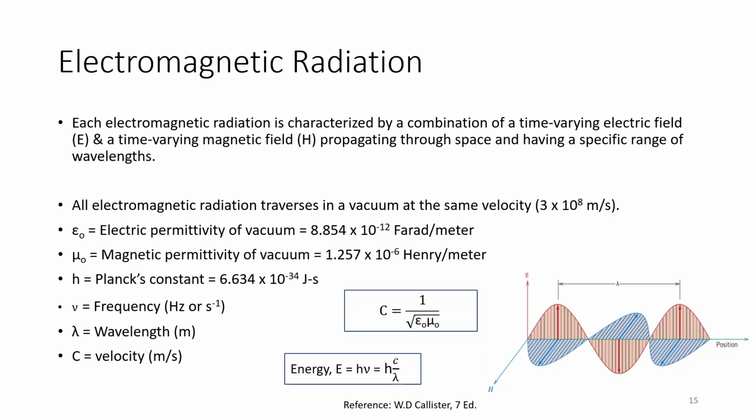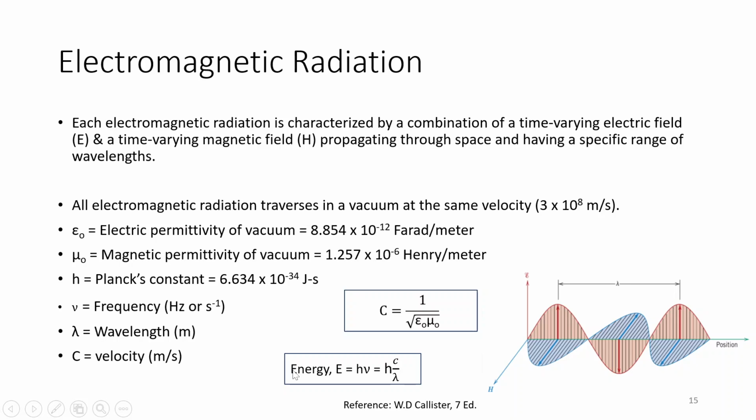So capital C, which is the velocity of light, can be given as equal to 1 upon the square root of epsilon naught and mu naught, which are vacuum's electric permittivity and magnetic permeability.